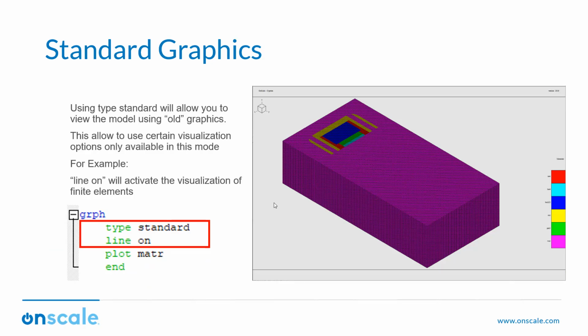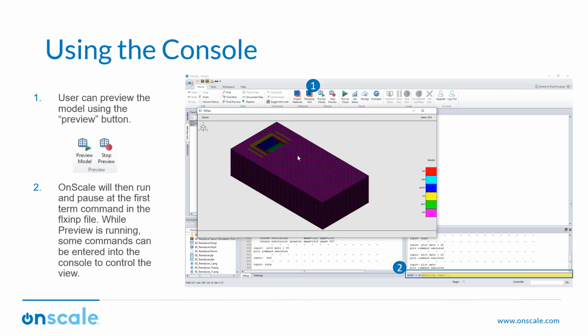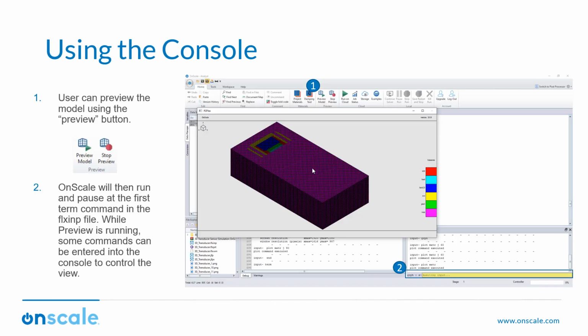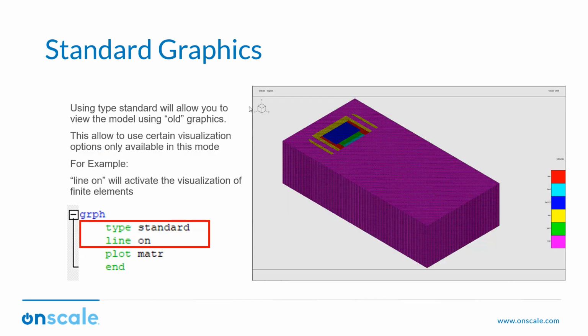Now let's talk about standard graphics. What you should know is that before the current visualization, called the runtime interactive graphics, where you can rotate and zoom interactively on your model, OnScale had what is called the standard graphics. It was a bit more rigid because you have no way to rotate the model inside this window, and basically this is just a picture.